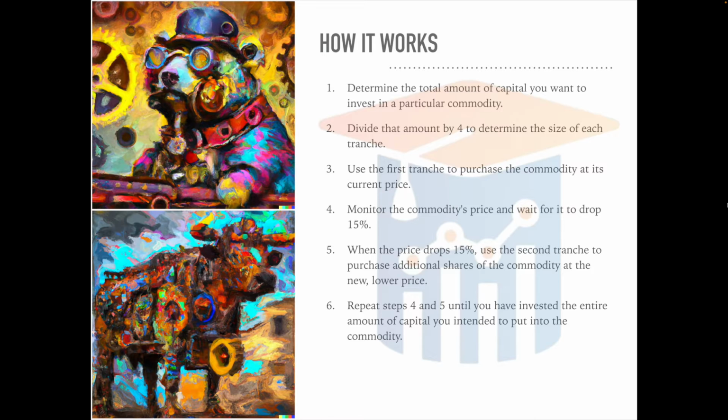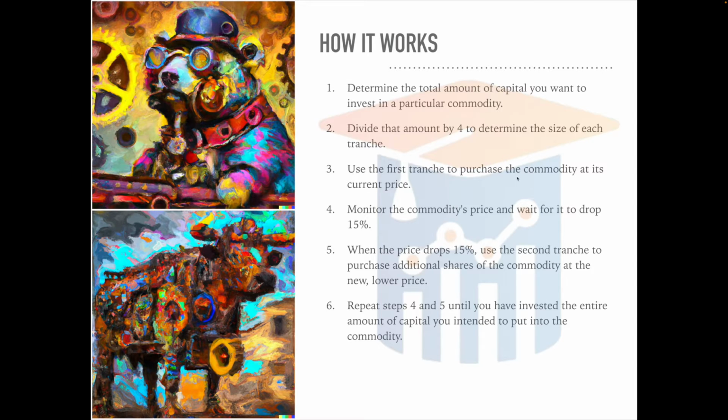Okay, so how it works. Number one, you determine the total amount of capital you want to invest in a particular commodity. So in this instance, let's use a nice round number of $10,000. Divide that amount by 4 to determine the size of each tranche. So you take $10,000 divided by 4, that's $2,500 per tranche, right? So that's a quarter of your entire amount that you're willing to put into that specific stock.